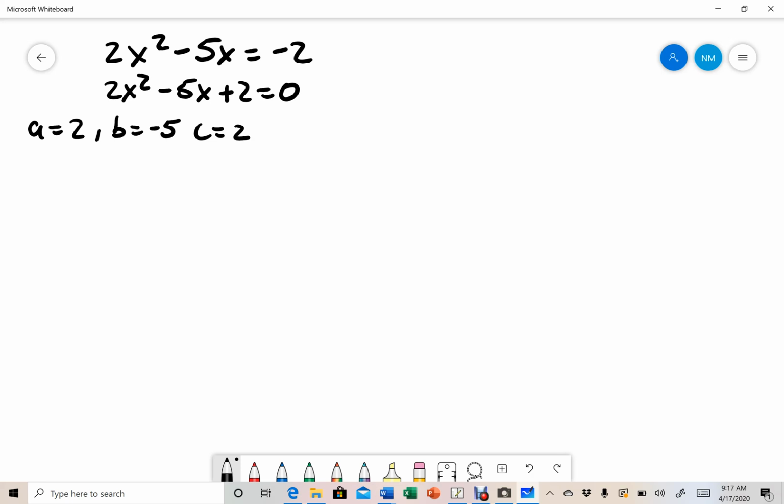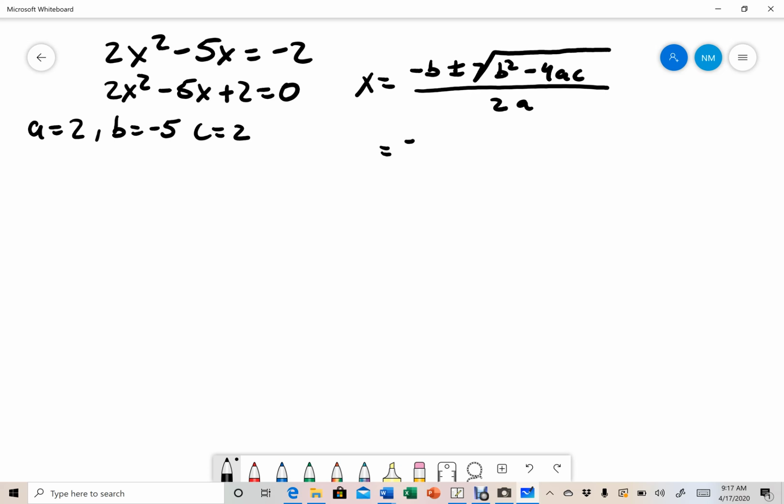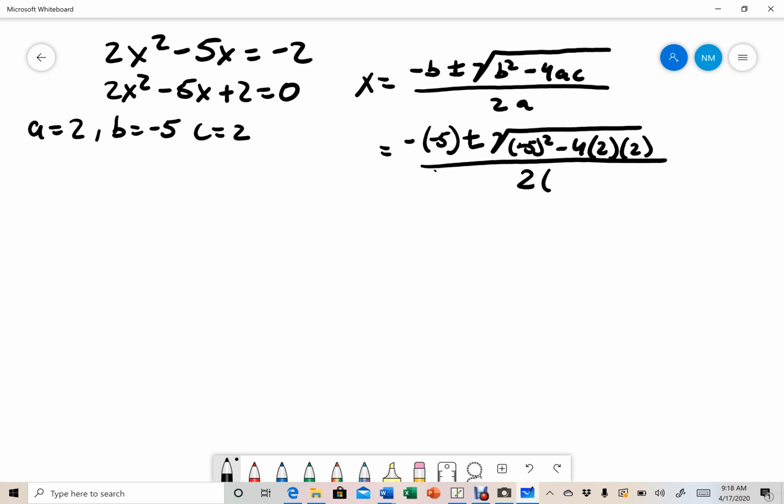So what I'm going to do is plug it into my quadratic formula. I've got negative b plus or minus the square root of b squared minus 4ac, divided by 2a. Now I plug in my values. I've got minus b, which is negative 5, plus or minus b squared, so negative 5 squared, minus 4 times a, which is 2, and c, which is 2, divided by 2 times a, which is 2. So I plug in all my numbers here.